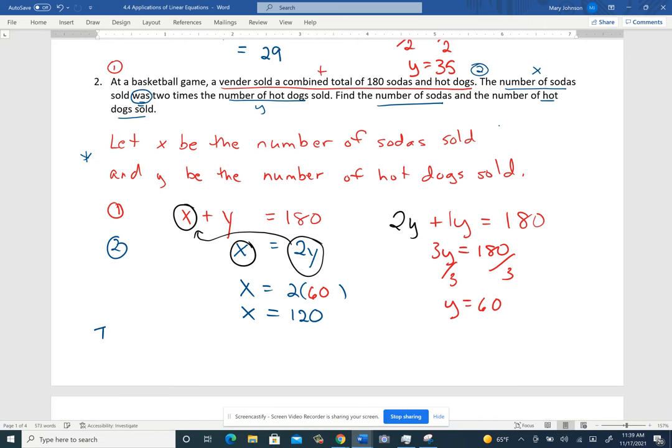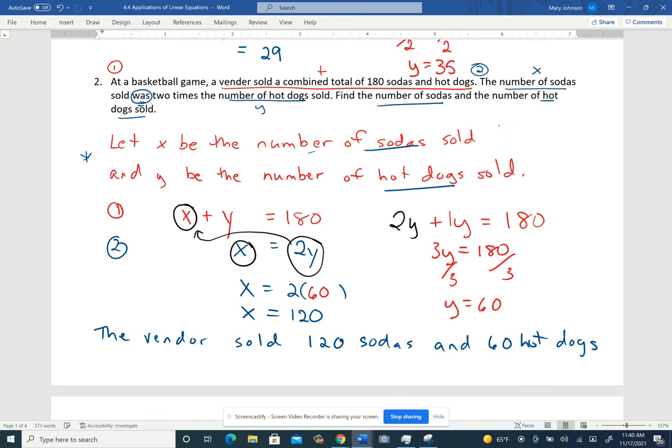So the vendor sold 120, and I go back up and see that x was sodas, 120 sodas, and 60 is the y, and y was hot dogs, and 60 hot dogs. They'll probably just have a spot for you to put in how many sodas and how many hot dogs. Okay, so both of those, it worked well to use the substitution method on them.